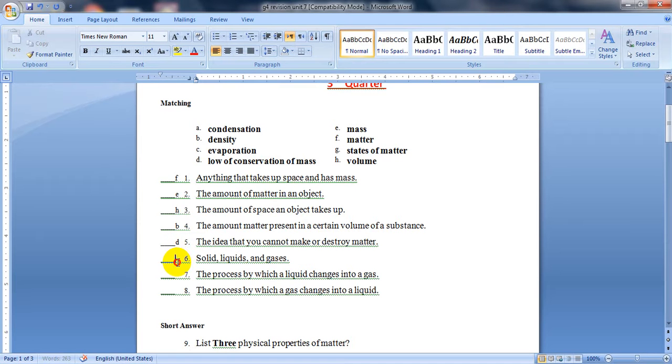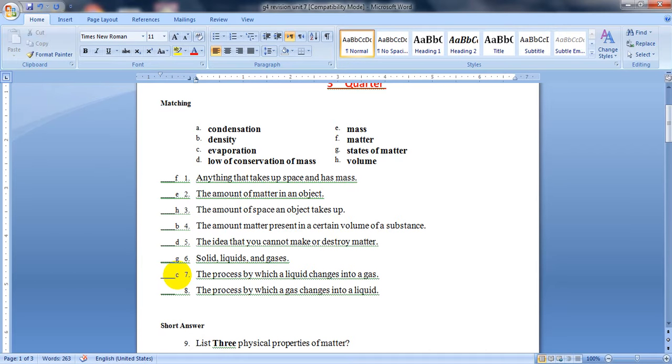6, solids, liquids and gases. All of them together make the 3 states of matter, which is letter G. 7, the process by which a liquid changes into a gas. As we studied in the water cycle, liquid water gets a lot of heat from the sun, so it changes to be water vapor or a gas in a process which is called evaporation.